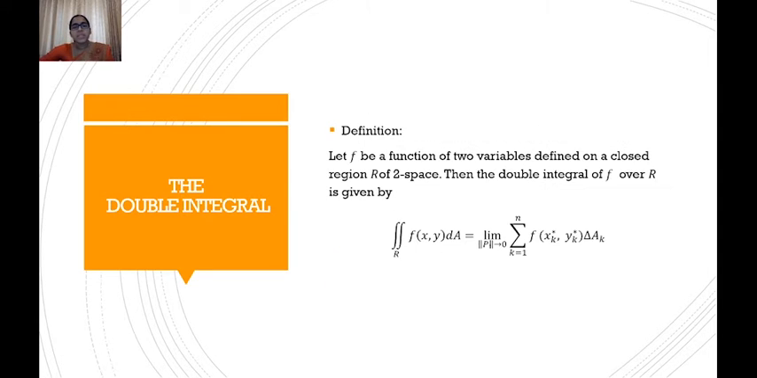So what will be the double integral? The double integral of f over R will be nothing but the limit as norm P tends to 0 of the summation, k equal to 1 to n, of f of xk star, yk star times delta Ak.